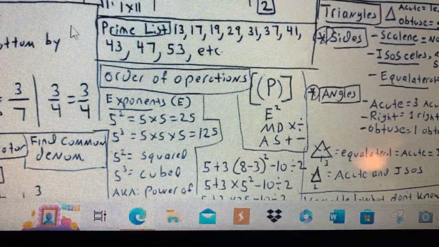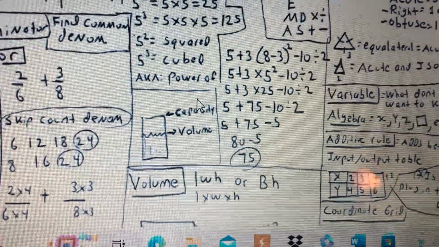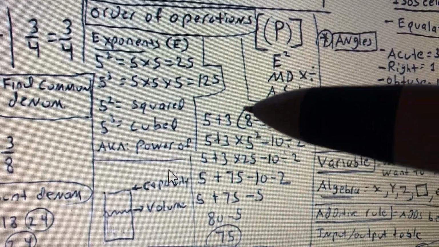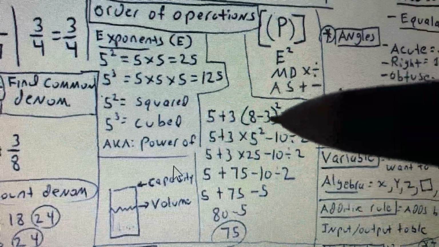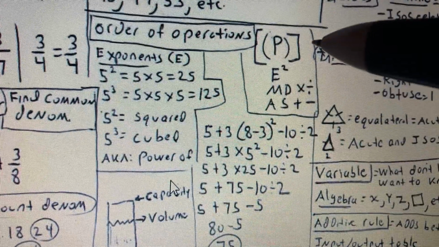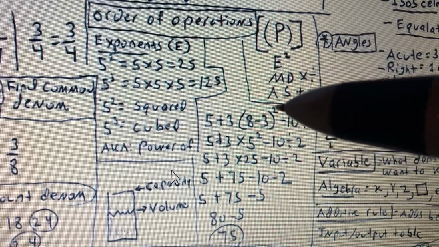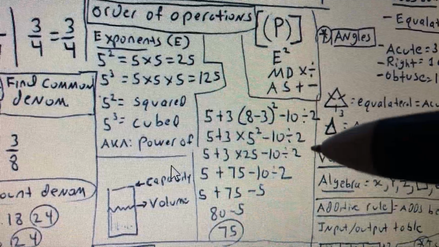Now, as you work one of these out, you would do this right here. Look, here's the problem right here. 5 plus 3, you would say times if it's side by side, 8 minus 3 squared minus 10 divided by 2. You want to do parentheses first if you follow the rules, and you bring it all down as you go. 8 minus 3 is 5. Don't forget to put the exponent of 2. 5 plus 3 times 5 squared minus 10 divided by 2.